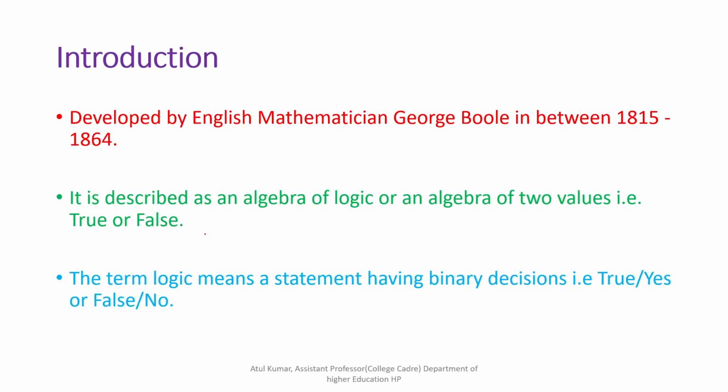This video lecture is about Boolean algebra. Boolean algebra was developed by the mathematician George Boole, between 1815 and 1864. It is described as an algebra of logic, or an algebra of two values, and these two values are true or false. The term logic means a statement having a binary decision, that is true or false. This means yes or no.